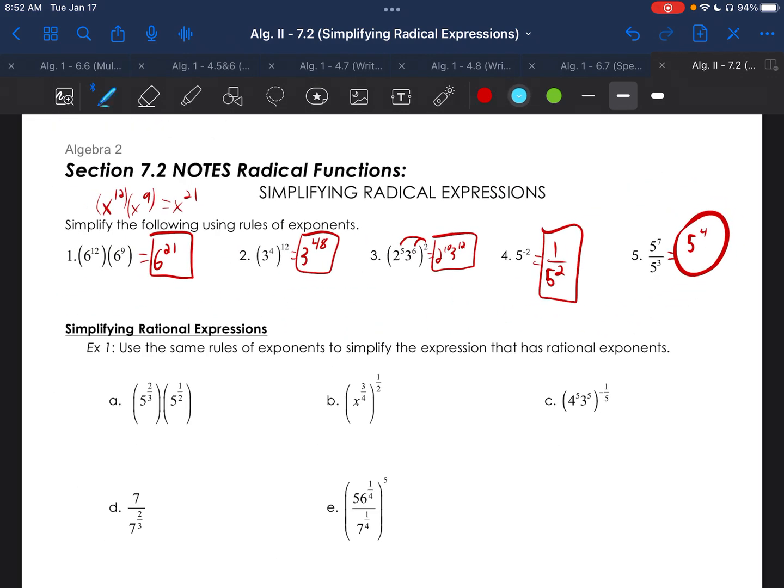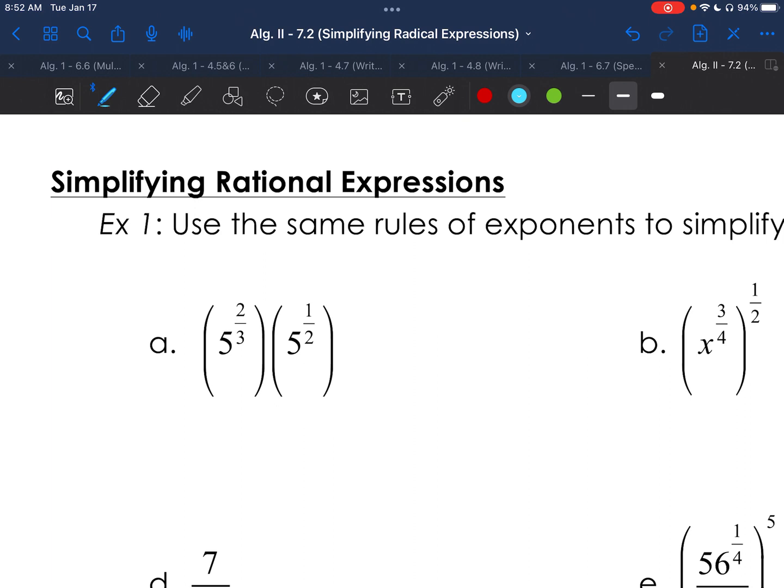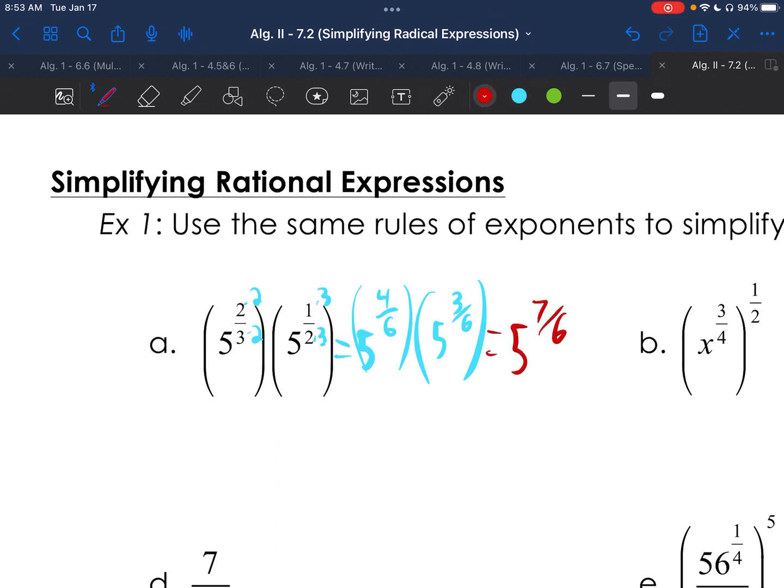All right, now we're going to use these same ones for rational exponents, so ones that are fractions. On example A, 5 to the 2/3 and 5 to the 1/2, we'd add these exponents together. You can't currently add these fractions by themselves, so you have to get common denominators. The common denominator will be 6. So you multiply by 2 and 2 on the first one, and you get 5 to the 4 over 6. The next one, multiply by 3 and 3, and get 5 to the 3/6. Now, as we add those fractions, you get 5 to the 7 over 6. And that's as simplified as we need to make it right now.